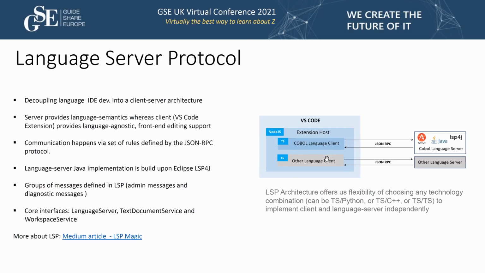And as you see here, for the VS Code case, it has its own extension for the client, which is completely unaware of the language server. So you can implement your language server using any language. In our solution, we use Java. You can use Python, TypeScript, or any other option.